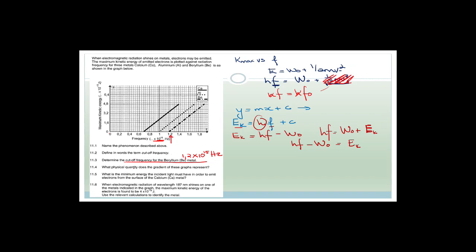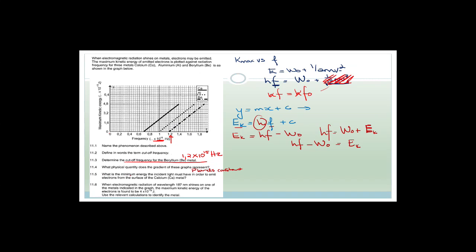So therefore, the physical quantity that the gradients represent is Planck's constant, H. That is why they are all constant and all the same. You will get the same gradient for everything, and they're parallel to each other.